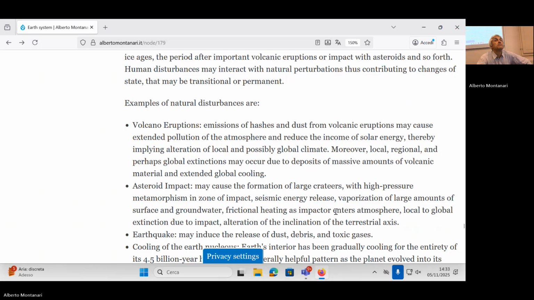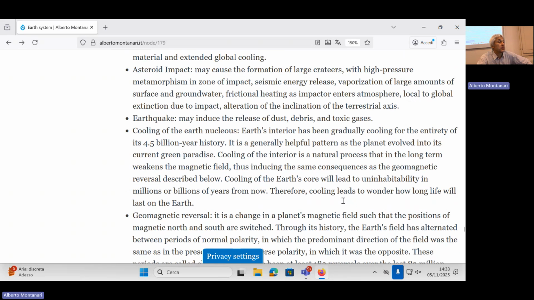The cooling of the Earth's nucleus, do you know what it is? In the Earth system models it's usually not considered, because it is a very slow process.